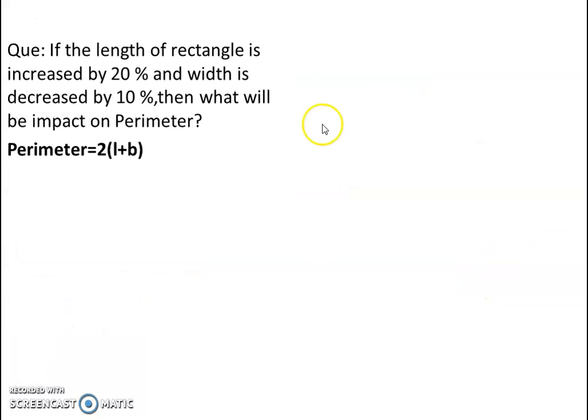Now the next question is, if the length of a rectangle is increased by 20% and width is decreased by 10%, then what will be the impact on perimeter? As we all know, the perimeter is calculated as 2 into (length plus width). So using this formula, we will calculate the impact on perimeter.